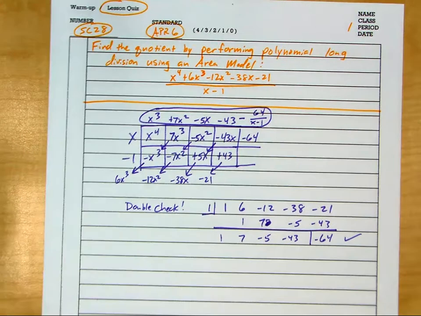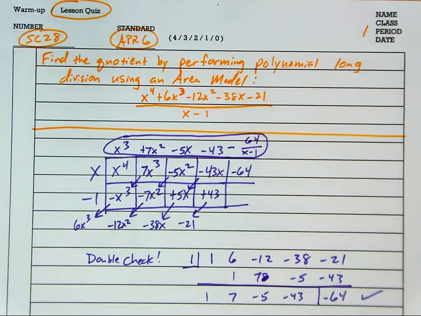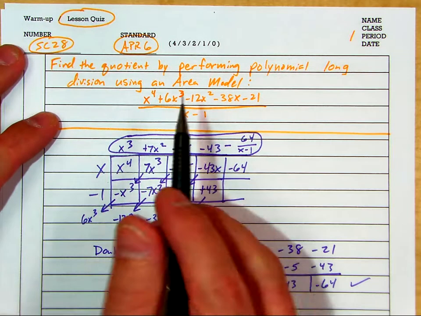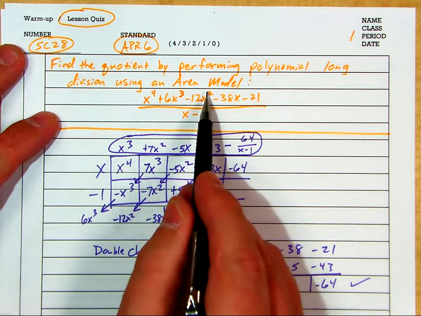Okay, here's the video to go with spot check 28. I'm going to do all three classes in the same video. Maybe it'll make it less time. But anyway, for all these, you're doing polynomial long division with an area model.